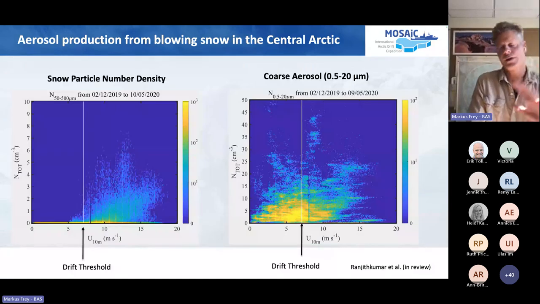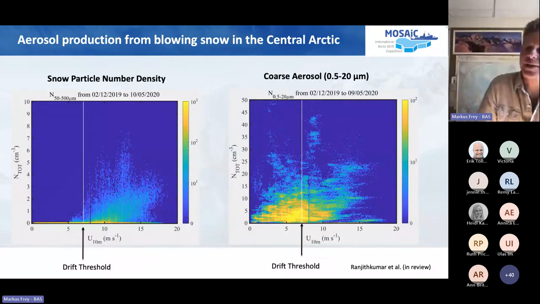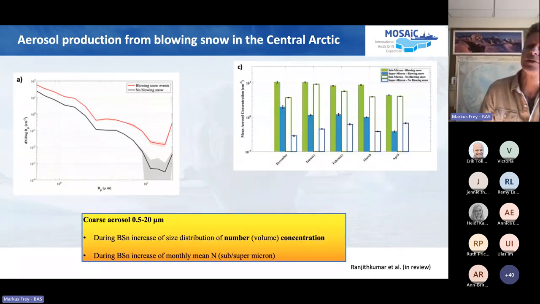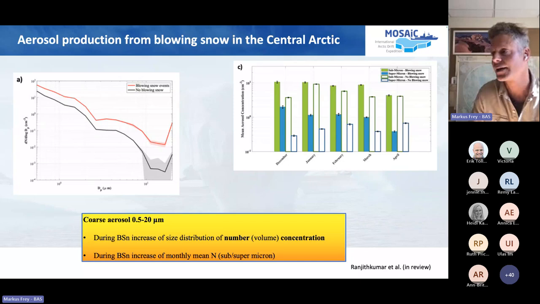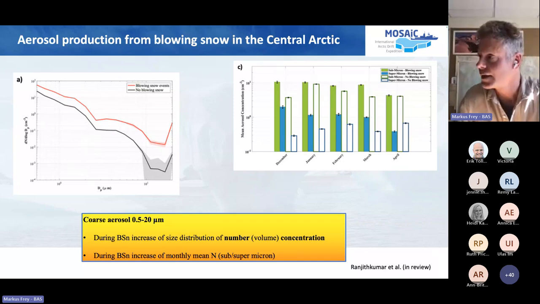Then again, just as a broad observation over the entire winter-spring period, from November 2019 to May 2020, snow particle number concentrations increase, of course, with wind speed, and coarse aerosol shows also an increase, although the relation is noisier. If you do some statistics and compare blowing snow in red here and non-blowing snow time periods, in the size distribution you see a systematic increase across all sizes between 0.5 and 20 micron, and also looking at monthly averages on the right-hand side, except April, always an increase if you take a monthly average.